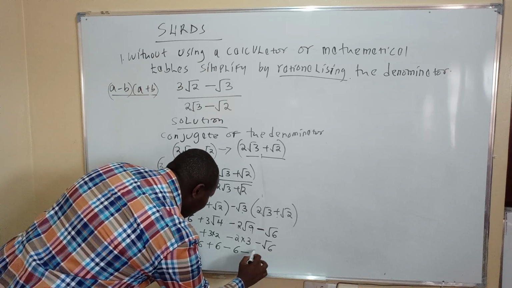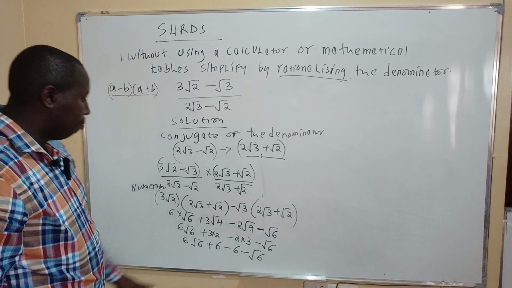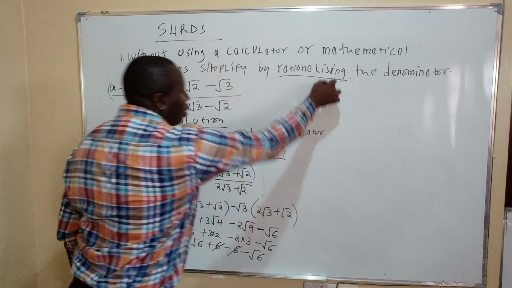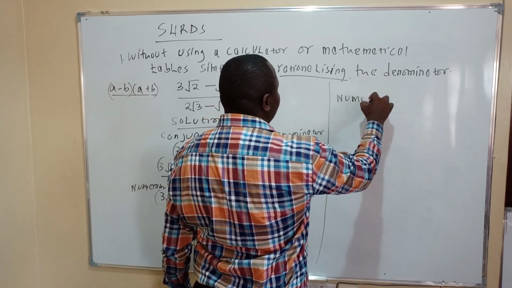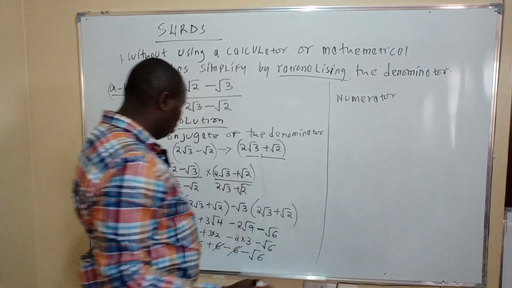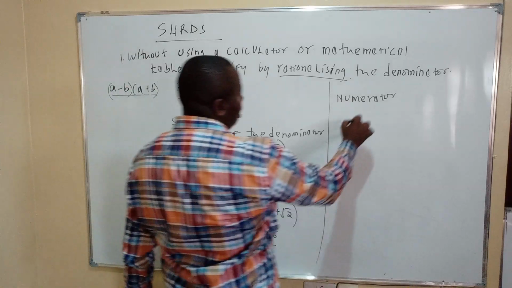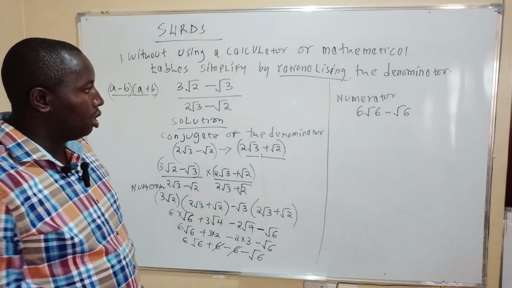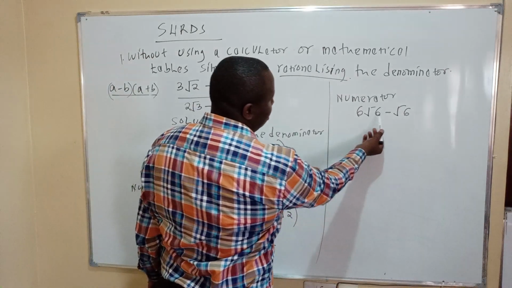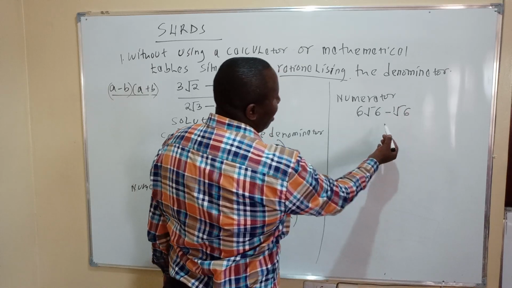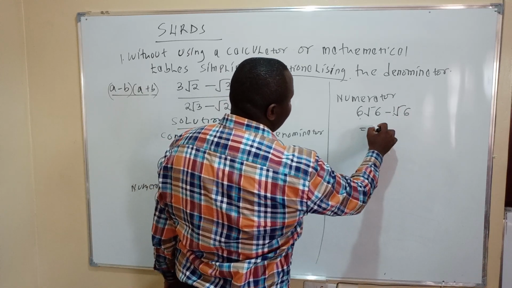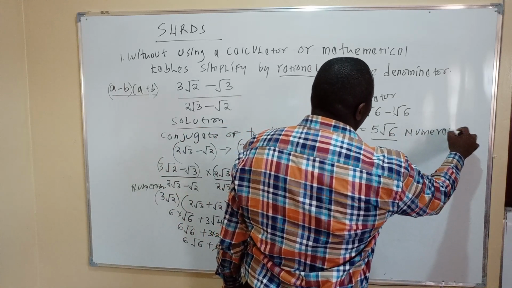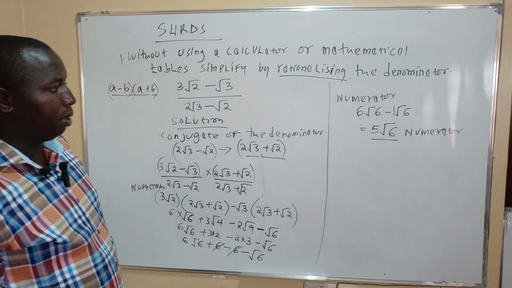You get that? Then minus root 6. Plus 6 minus 6, this becomes 0. So therefore, your numerator would be equal to 6 root 6 minus root 6. This is the same as 6 root 6 minus 1 root 6. So you get 6 minus 1, you get 5 root 6. That's the answer for the numerator.